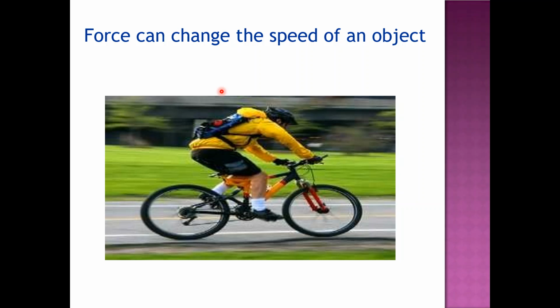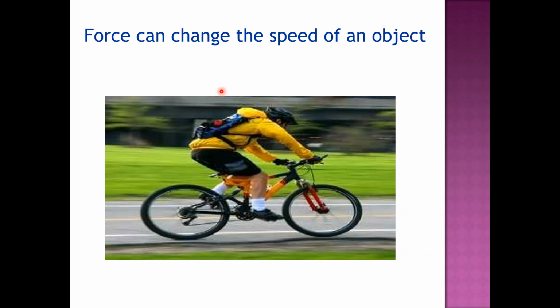Let us read the effect of force which causes change in the speed of an object in a little detail. Dear students, when you ride a bicycle, you apply force on the brakes. Slowly the speed of the bicycle reduces and finally it comes to zero and your bicycle stops. This way we can say that force can change the speed of an object.